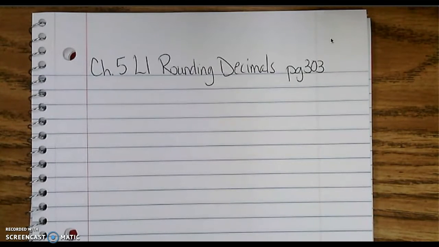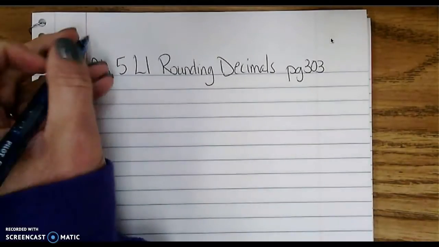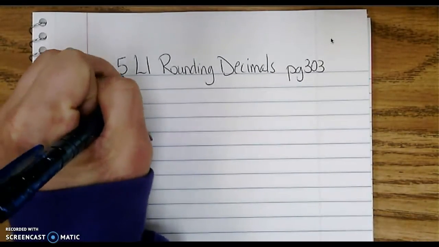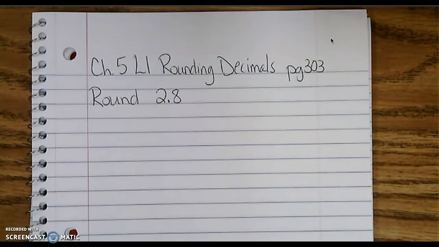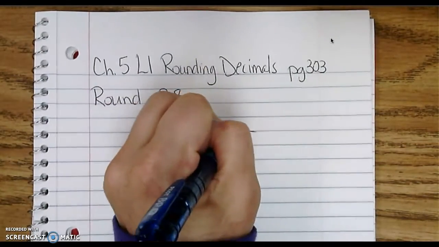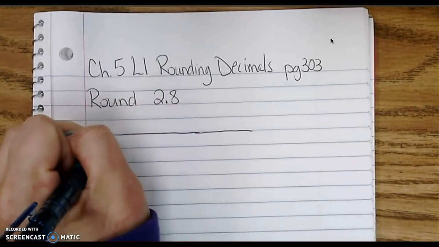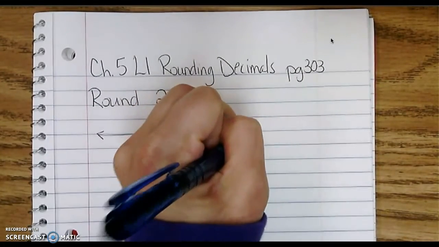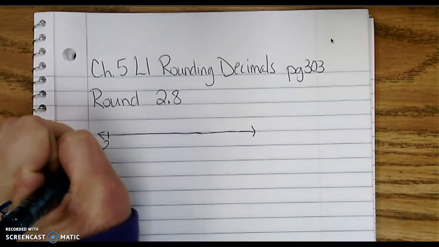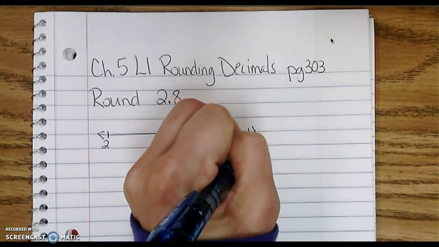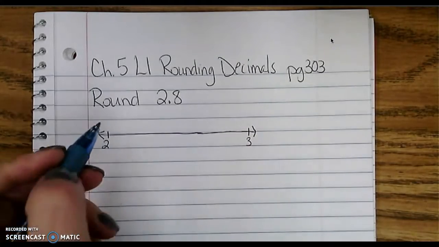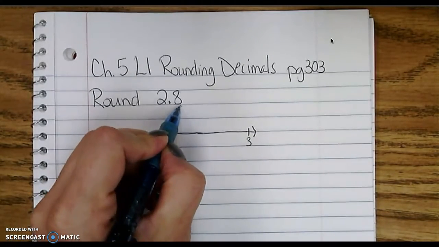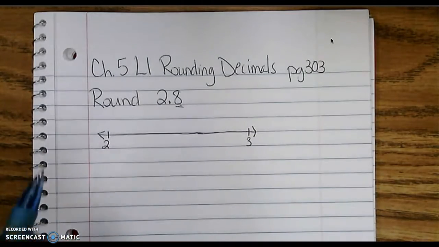So on page 303, it wants us to round the number 2 and 8/10. One way they are saying we can do that is to draw ourselves a number line. And on our number line, this far part to the left is 2, and over here is the whole number 3. And we're going to break this into tenths because that 8 is in the tenths place.